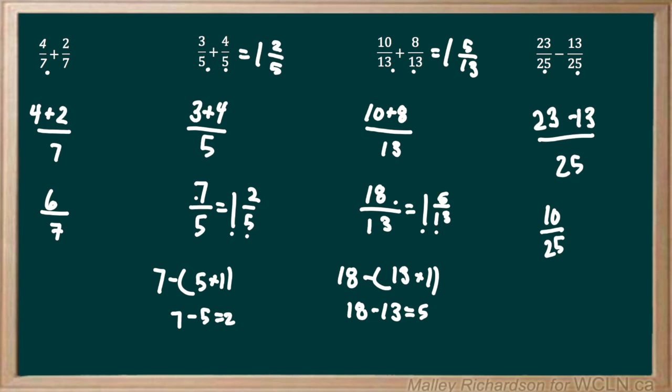Now this isn't an improper fraction, but we can reduce this down. Both the numerator and the denominator can be divided by 5. So divide the top and bottom by 5, and we're left with 10 divided by 5 is 2, and 25 divided by 5 is 5. So our final answer is 2 over 5.